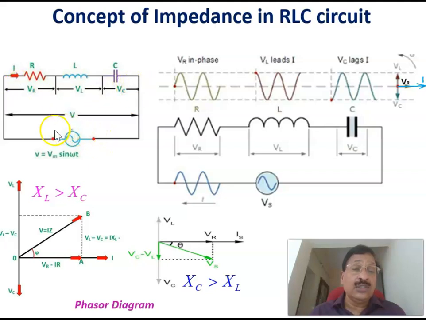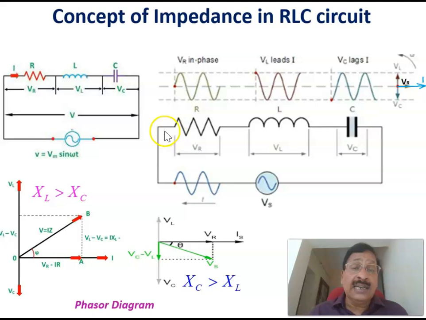connected in series to a voltage source. Of course, you can see that. This is a voltage source. Here, this is a voltage signal that is coming. As you know, this is the voltage signal, and this is shown as a current signal. This is a current signal.